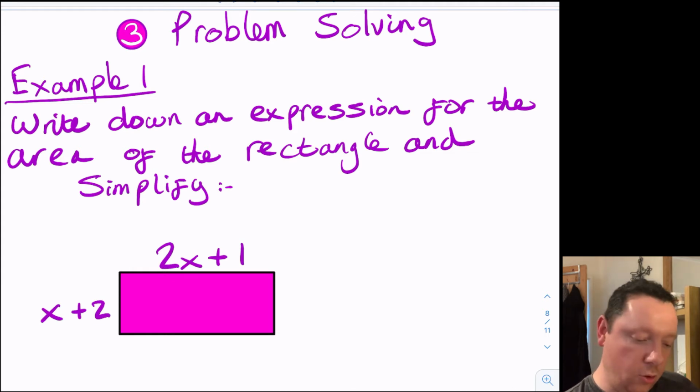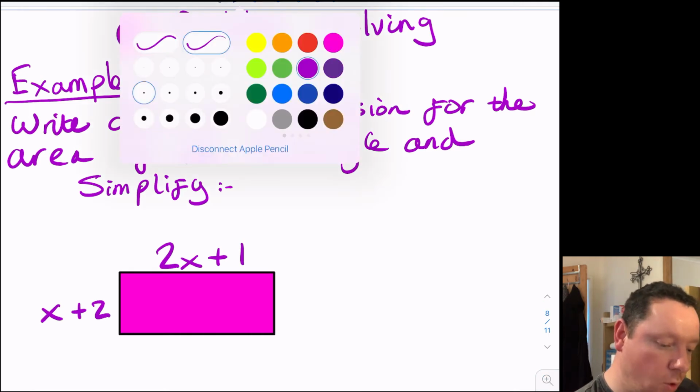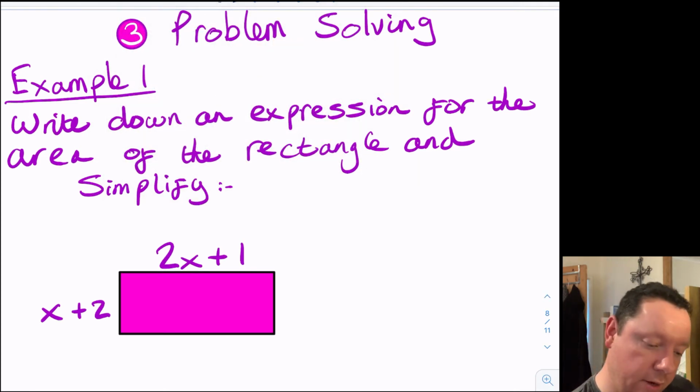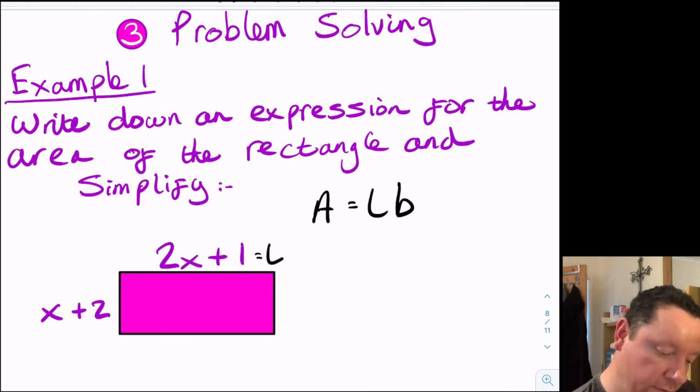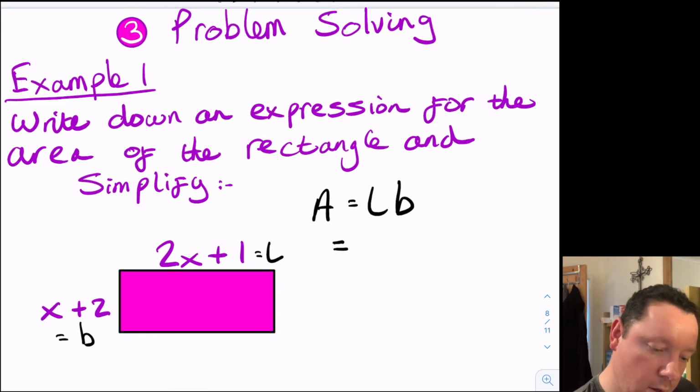So example 1 says, write down an expression for the area of a rectangle and simplify, and it shows us a rectangle, 2x add 1 and x plus 2. So the first thing I suppose we need to know is, what is the area of a rectangle? Well, the area of a rectangle is the length times the breadth. Well, there's my length here, and there's my breadth here. So it has to be 2x plus 1 times x add 2, but now I've got a problem. I need to times by the whole of x add 2, so I'm going to need brackets. So length is the whole of 2x add 1 times the breadth, which is the whole of x add 2.